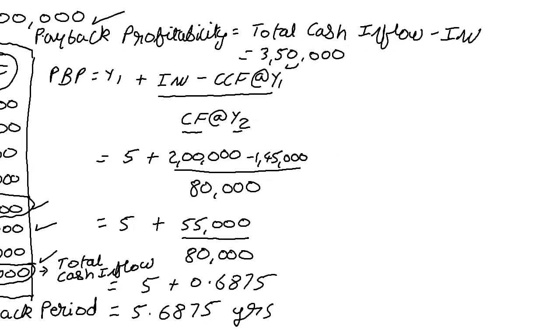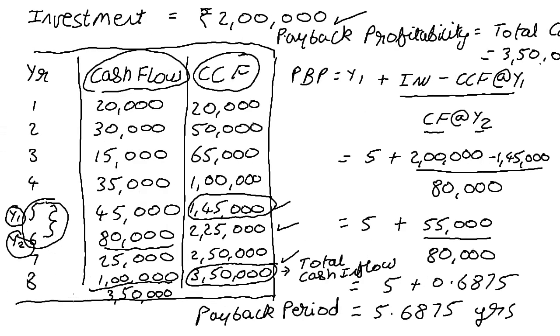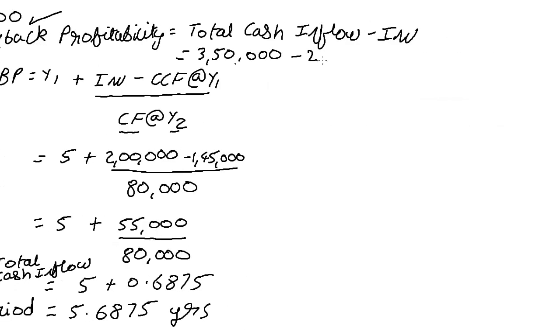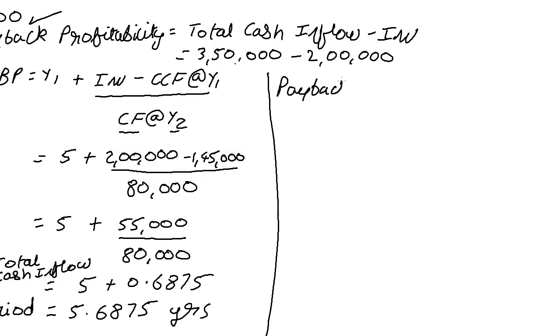We have an investment of 2 lakhs, and I'm going to check that our investment is 2 lakhs. I'm going to subtract 2 lakhs investment, and therefore I end up with payback profitability is equal to 1,50,000.